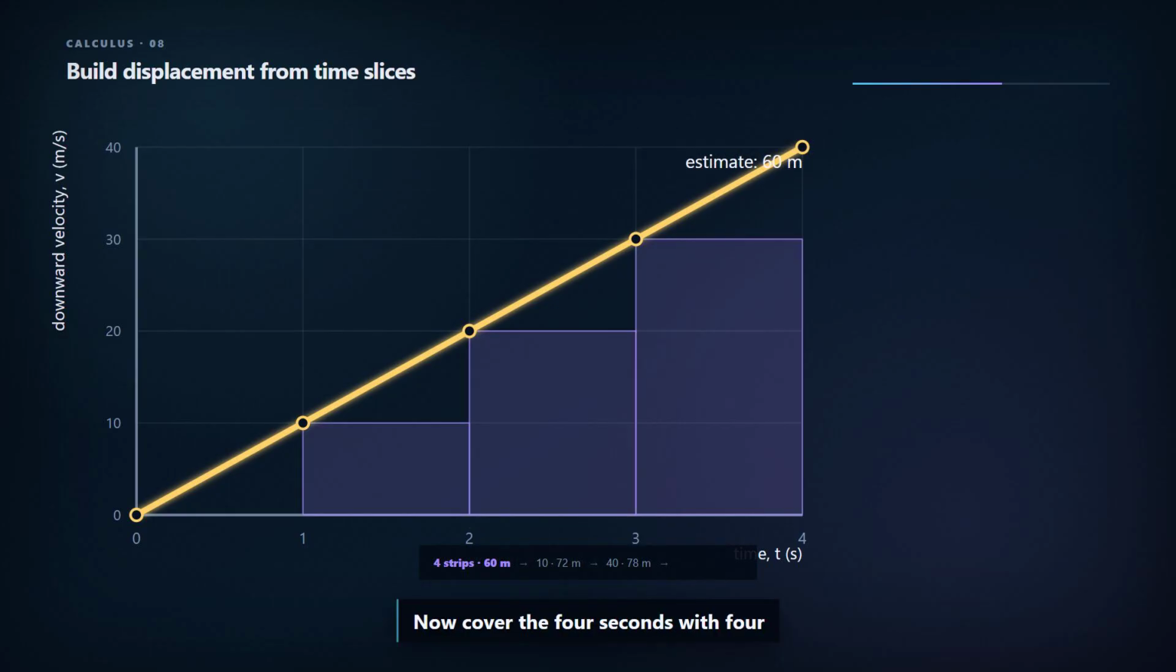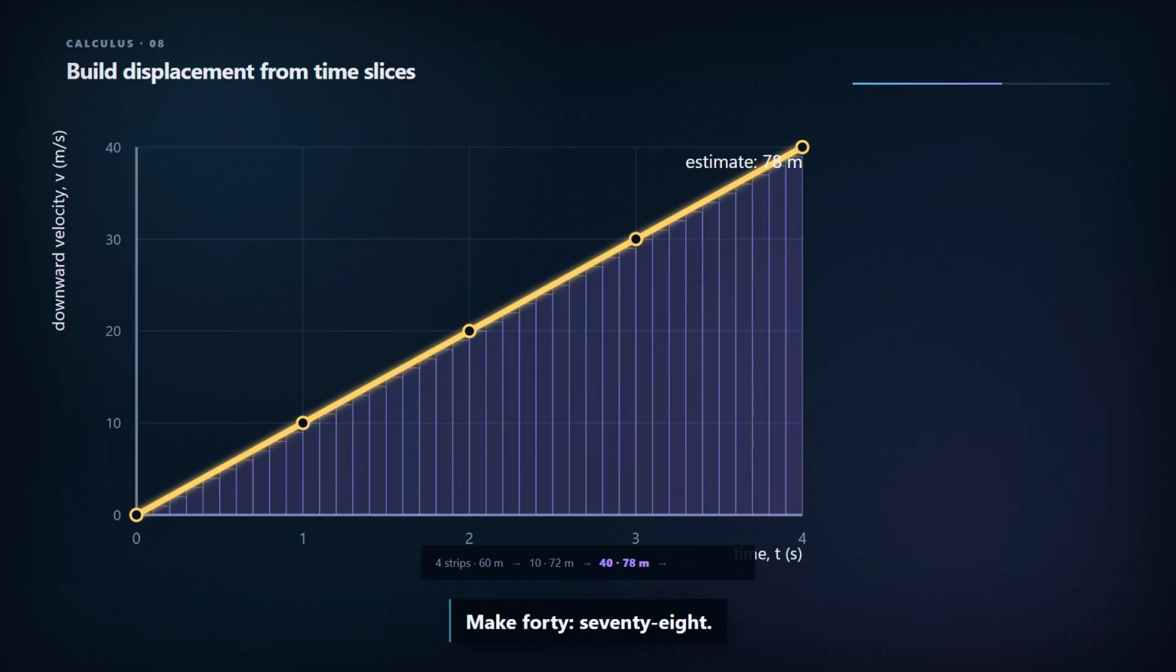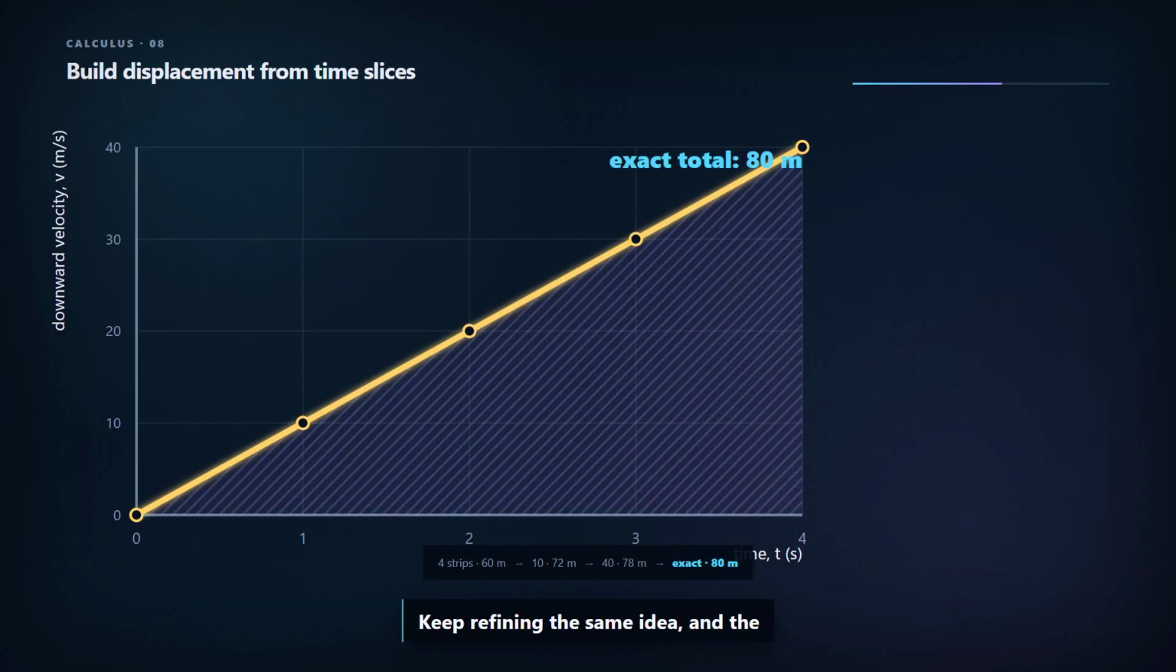Now cover the 4 seconds with 4 wide bookkeeping slices. Using the velocity at each left edge gives 60 meters, clearly short of the real total. Make 10 thinner slices, 72 meters. Make 40, 78. The staircase hugs the line more closely, and the missing gaps shrink. Keep refining the same idea, and the strips merge into the exact accumulated change, 80 meters.